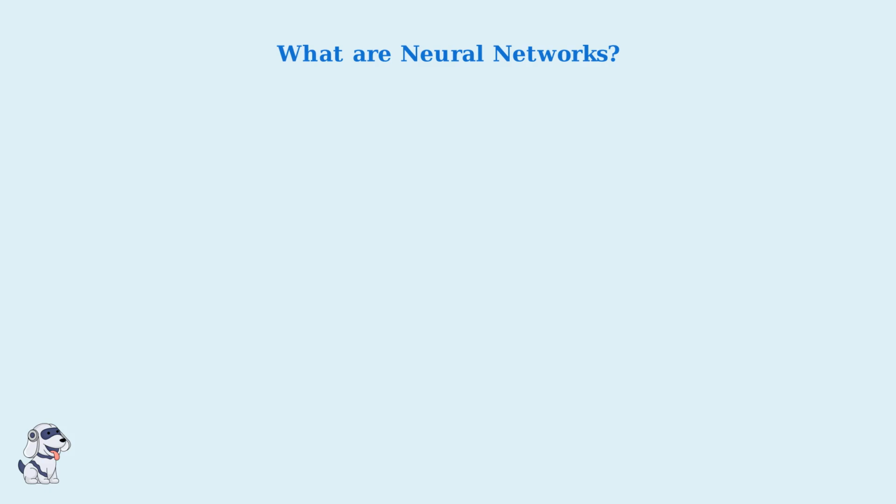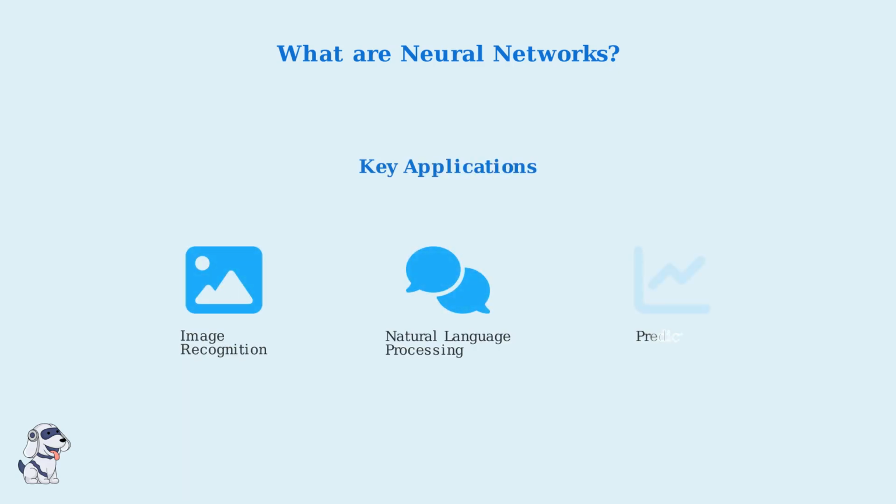They can interpret sensory data by labeling and clustering raw input. This makes them incredibly powerful for pattern recognition tasks. Neural networks power many technologies we use daily. They enable image recognition in photos, natural language processing for voice assistants, and predictive modeling for recommendations.